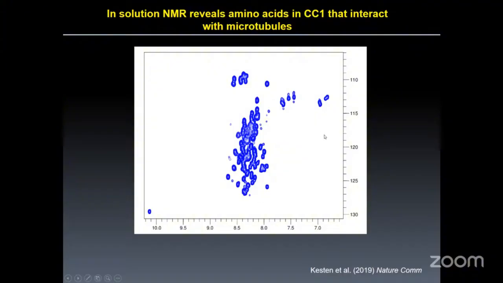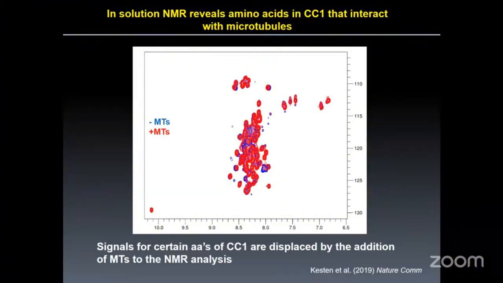So this was nice, but not very helpful. But what you can do now is add microtubules to this. And then you would change the chemical environment of the amino acids that are close to the microtubules. So basically what you now do is you have your NMR graph without microtubules and with microtubules. And you can see, for example, here, you have a displacement of the peaks. And that means that those amino acids are close to the microtubules. So you can begin to see what part of your protein is actually binding to these microtubules.